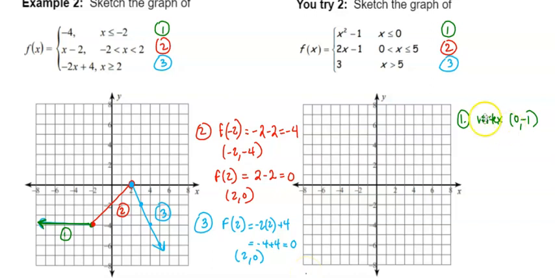So what you could have also done, if you didn't remember about the vertex, is take that function x squared minus 1 and evaluate it for 0. If I plug that in, I get 0 squared minus 1, which is just 0 minus 1, which is -1. So again, you still get (0, -1). At this boundary right here, I should have a closed dot at (0, -1). Because it is less than or equal to, and it's pointing to the left, I want the piece of this parabola that is to the left of 0.